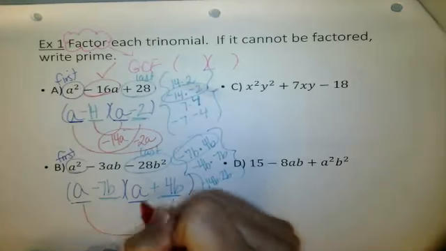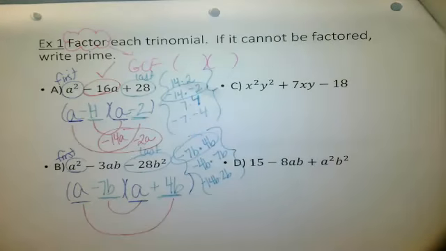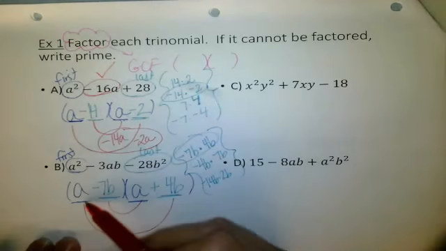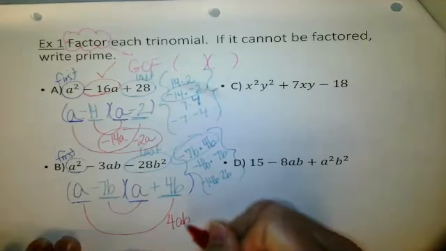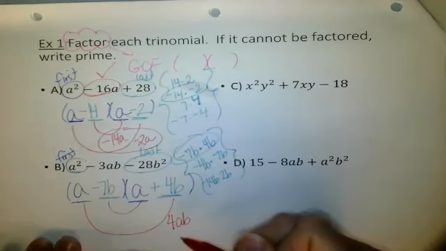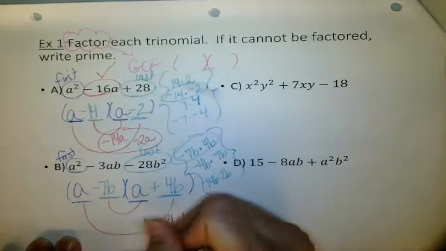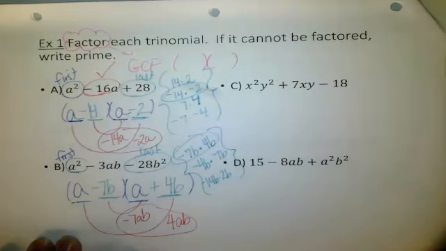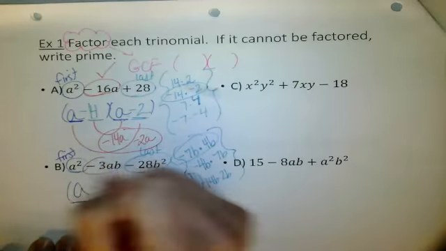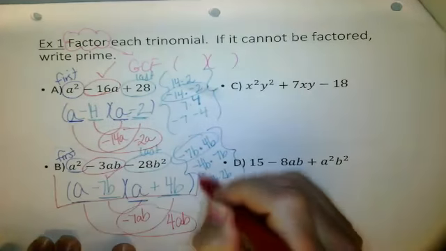Check the rainbow. You must check the rainbow. How do we get that middle term that has an a and a b in it? So now when we multiply, a times 4b is 4ab. That's where that middle ab comes from. Negative 7b times a is negative 7ab. And when we add those or combine those, what do we get? Negative 3ab. Okay, so that is correct.